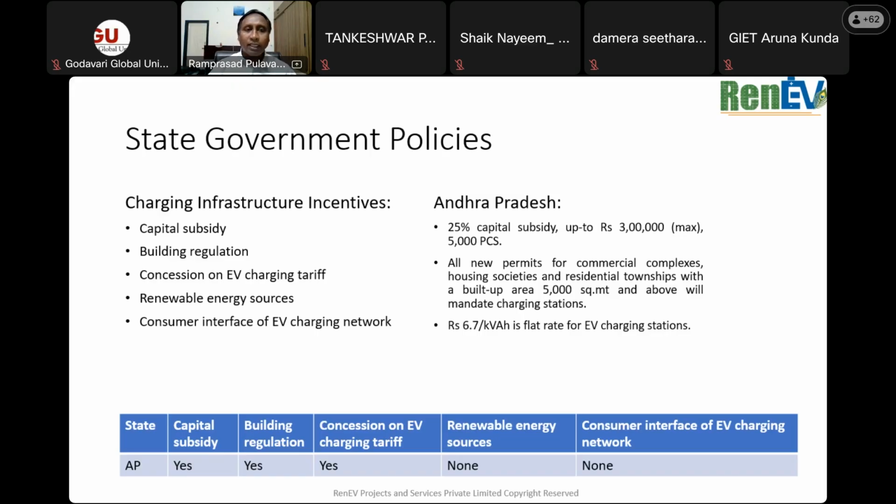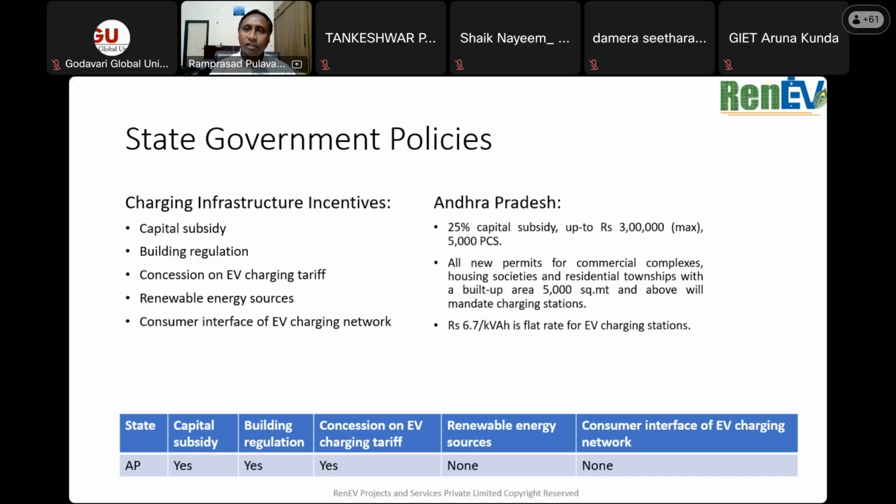Concession on EV charging tariff. Normally in India there are around 60 distribution companies. Distribution companies can be state-owned or can be private parties or societies. They are providing concessional tariff for EV charging stations. In Andhra Pradesh, it is around rupees 6.7 per kVAh for charging stations. That is a flat tariff. There is no two-part tariff.